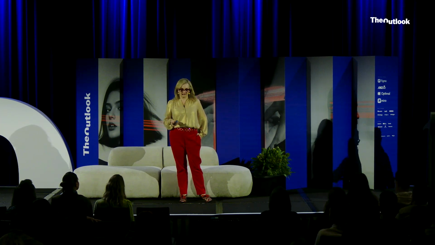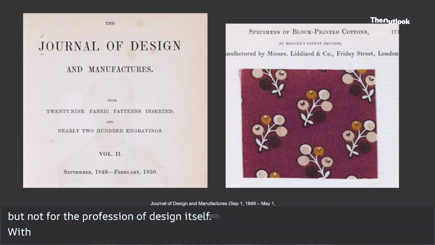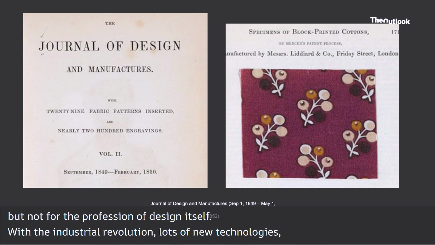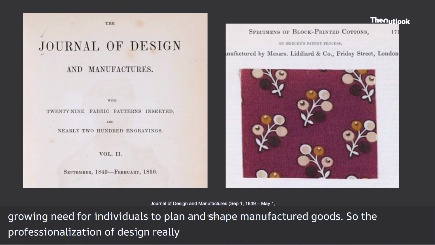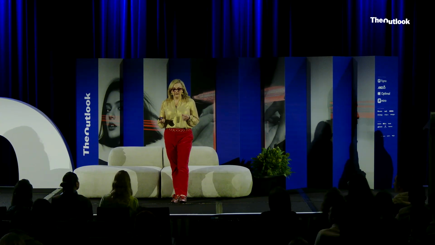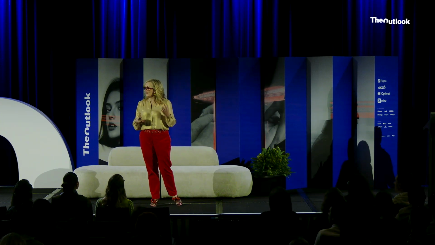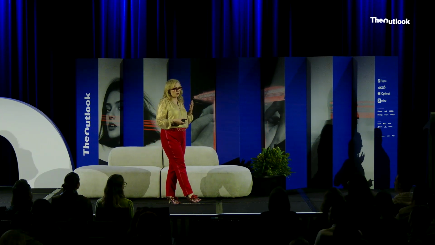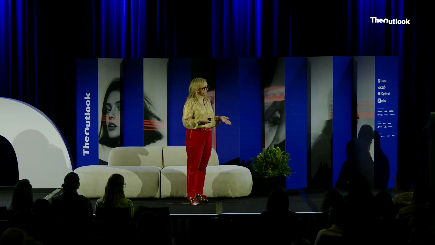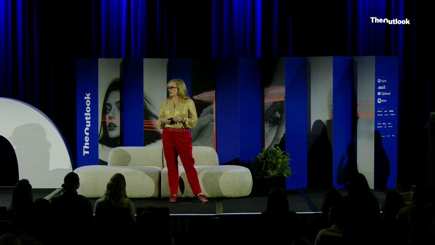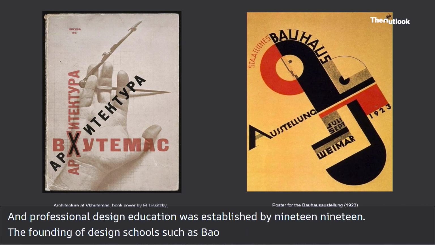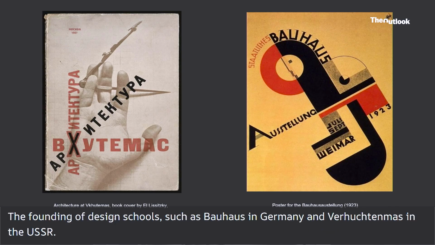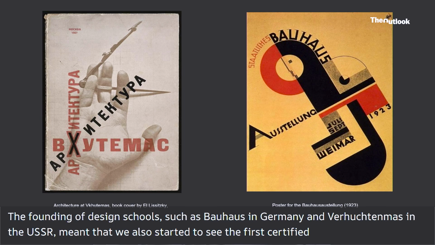With the Industrial Revolution, lots of new technologies, mass production, led to a growing need for individuals to plan and shape manufactured goods. So the professionalization of design really accelerated in the early 20th century. Artists began to be employed to help develop corporate styles and product designs and led to a lot of the occupations we know and understand today. So the term graphic design appeared in print in 1908. And professional design education was established by 1919. The founding of design schools, such as Bauhaus in Germany and Vkhutemas in the USSR, meant that we also started to see the first certified designers in industrial production.